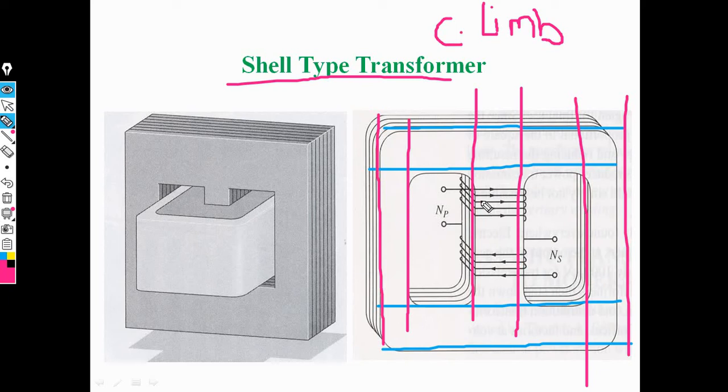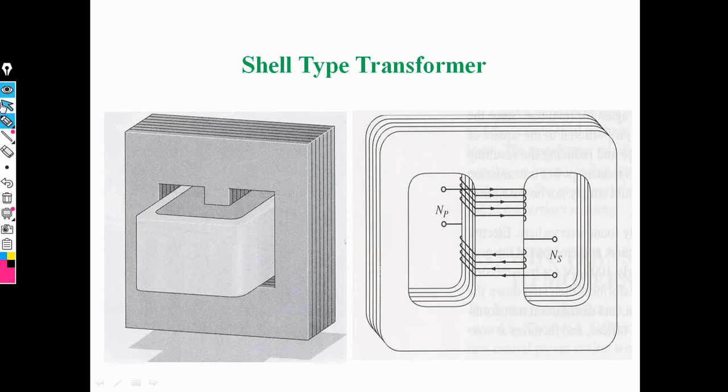Now the important concept is that in a shell type transformer the windings are the primary winding, that is NP, and the secondary winding, NS. When the primary winding and secondary winding are placed on the central limb of the transformer, it is called a shell type transformer. NP means the number of turns used on the primary side. NS means the number of turns used on the secondary side.